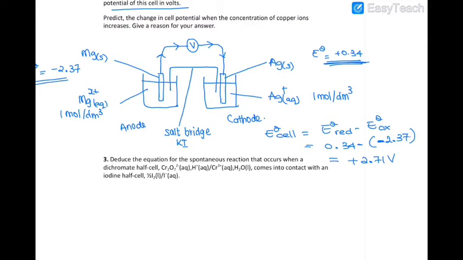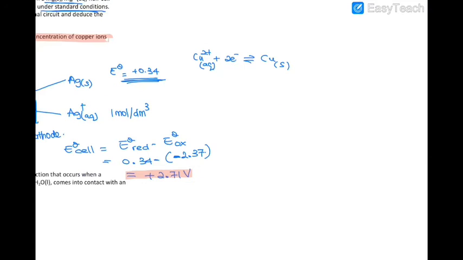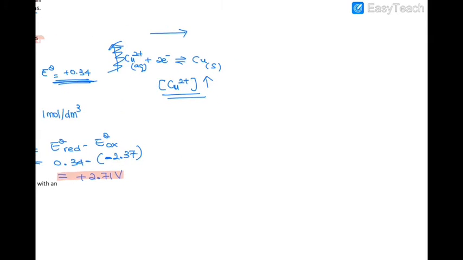So this is the overall electrode potential of the cell. Now predict the change in electrode potential when the concentration of Cu2+ increases. When the concentration of Cu2+ increases, according to Le Chatelier's principle, the equilibrium will shift so as to decrease this concentration. So this increases, therefore the equilibrium will shift so that it decreases. So it's going to shift in the forward direction so that this is used up. So equilibrium will shift to the right.